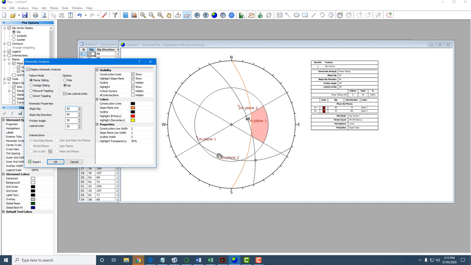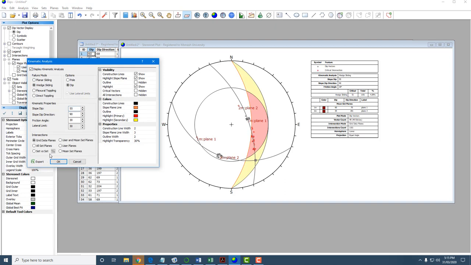So our next question is to analyze for wedge sliding for a slope of an angle 70 degrees dipping southwards. So we select wedge sliding from this option and we input our properties. Slope dip is given to be 70 degrees, and the dip direction, since it is south facing, would be 180 degrees. We leave our friction angle as 30. Now just like in the previous case, the red shaded region denotes our critical region, and any intersecting points lying within this region would be considered to be critical.